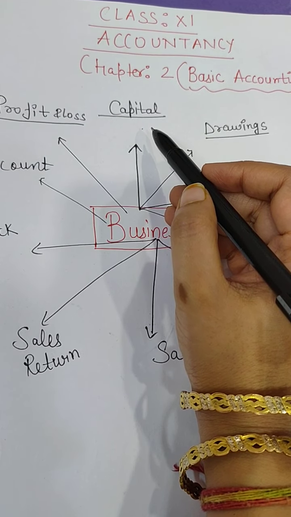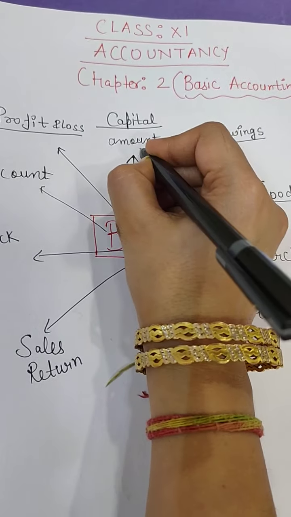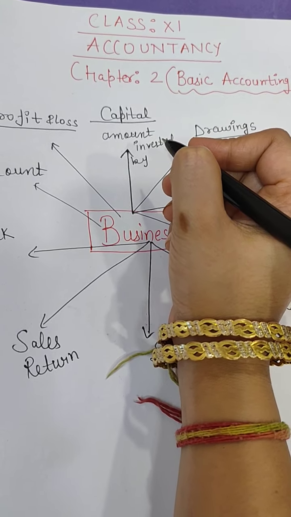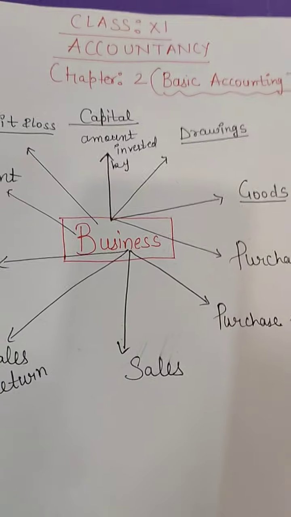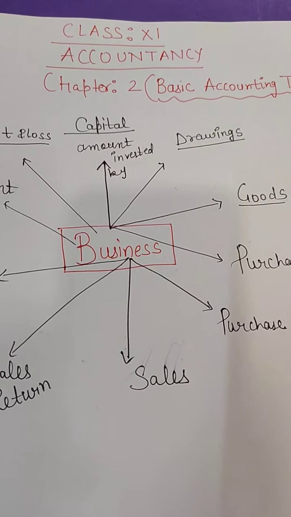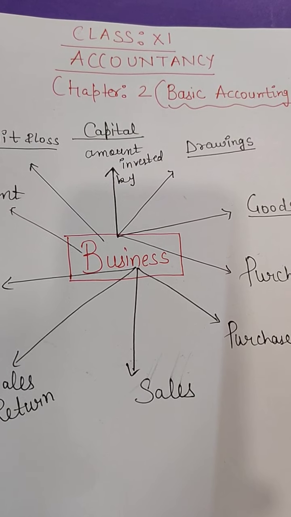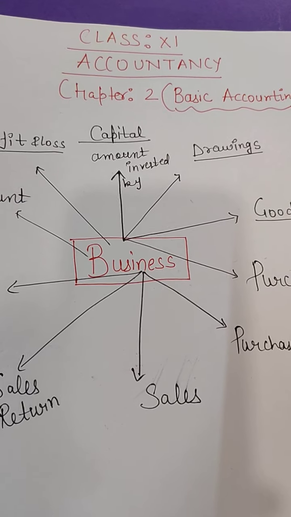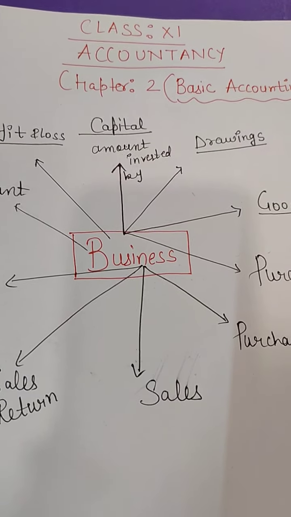So capital, what is capital? Capital is the amount invested by the owner, or you can say proprietors or partners of the business, those who are starting the business. By how much amount they are starting the business, that is called the capital of the business. Listen, it can be in the form of money and also any assets, but the assets should have some monetary value.